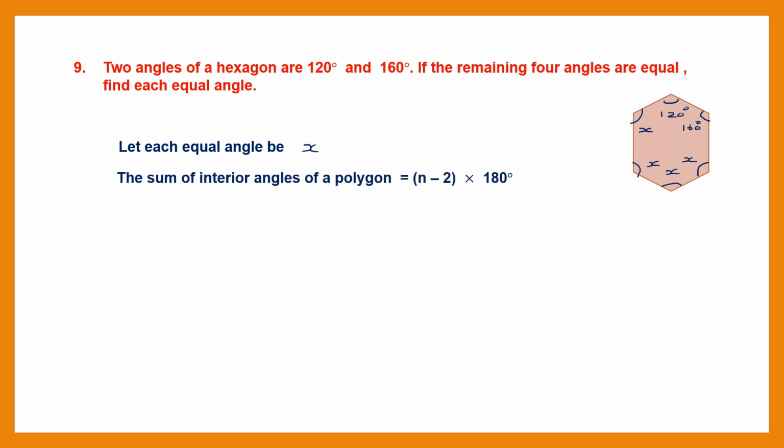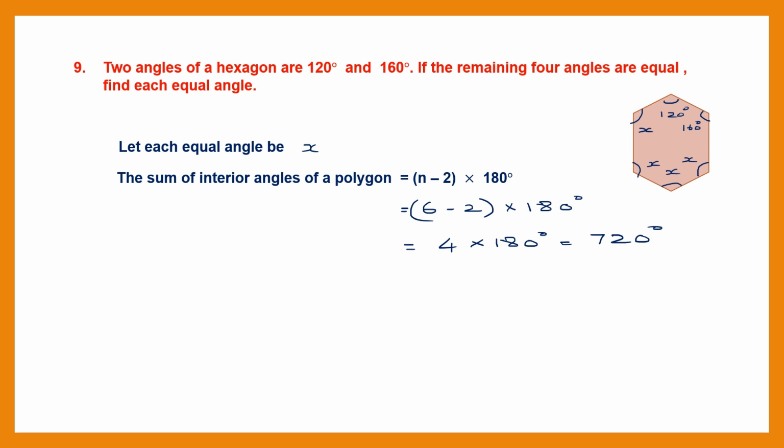Now, what does the formula say? It says the sum of the interior angles of a polygon is equal to n minus 2 into 180. That means if I add up all these angles, I will get this. Okay, so let me work out this first. Here n is the number of sides, and the number of sides in a hexagon is 6. 6 minus 2 into 180 degrees. So this 6 minus 2 is 4. 4 into 180 degrees is 720 degrees.